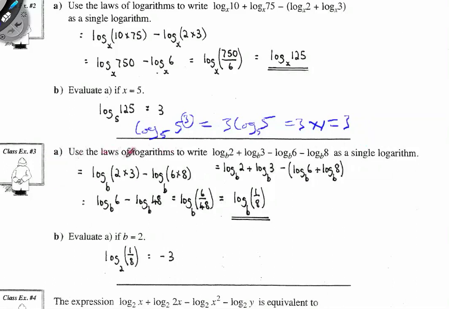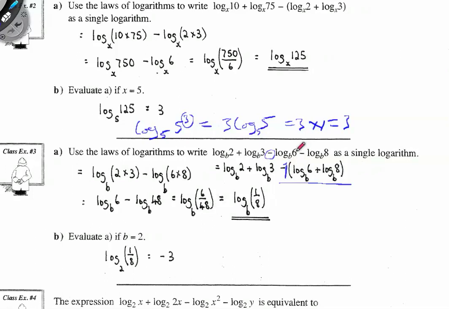Example 3, it says use the laws of logs to write this as a single logarithm. So they're all base b, notice. And these two are being added. We can take this one step at a time. We can add these two, so we get that. These two are being subtracted, so what's happened here is, this has been written straight down here. The negative 1 here has actually been factored out as a negative 1 right here.